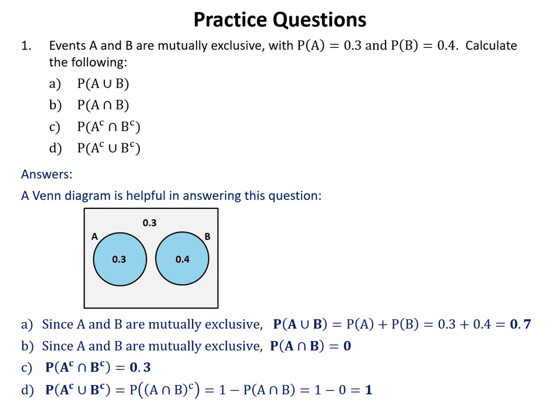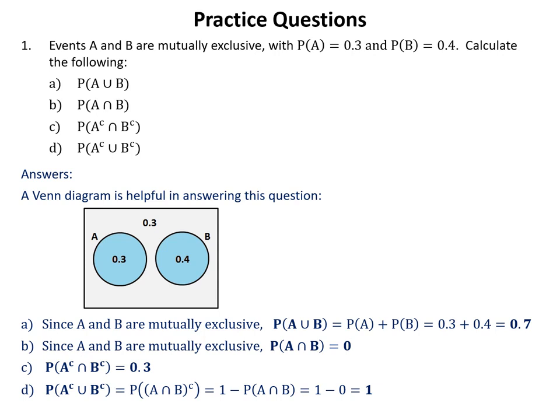So for part A, since the events are mutually exclusive and there is no intersection, the probability of A union B will simply equal the probability of A plus the probability of B, which equals 0.3 plus 0.4, which equals 0.7. For part B, as we just mentioned a moment ago, since the events A and B are mutually exclusive, the probability of the intersection of them is equal to 0.